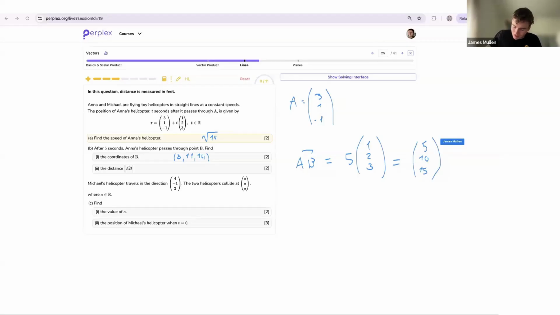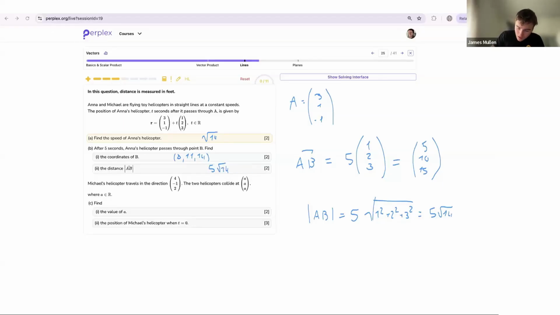And now that distance, if I take the distance AB, first thing I'm going to do is factor out 5. And I'm going to now put the square root of 1 squared plus 2 squared plus 3 squared. It's the same again. It's going to be 5 root 14. I probably could have been smarter about that and just said the distance is going to be 5 times the speed, right? 5 times root 14. Okay, so this is 5 root 14. I could have been smarter about that.